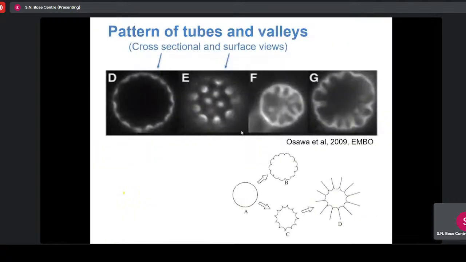And the interesting thing was they could see tubes. I mean, by engineering how they put the protein on the surface, they could see tubes going outward. So this is a cross-sectional view, and this is a surface view. The tubes come out from these bright spots. So they could see tubes coming out, as well as in another context, tubes going in. Okay. So this is a schematic. So you have a vesicle like this. It may go into this structure or this structure, depending on how you put the proteins on the vesicle.